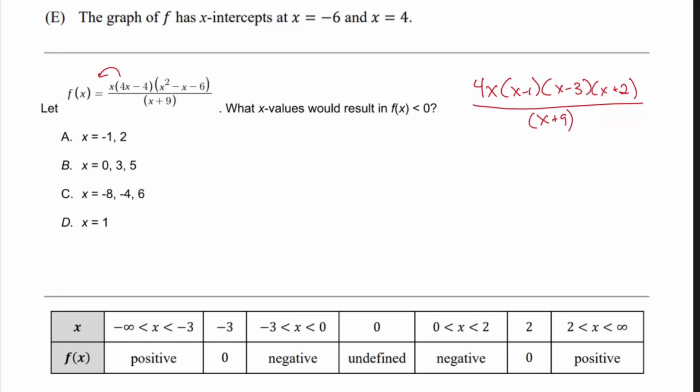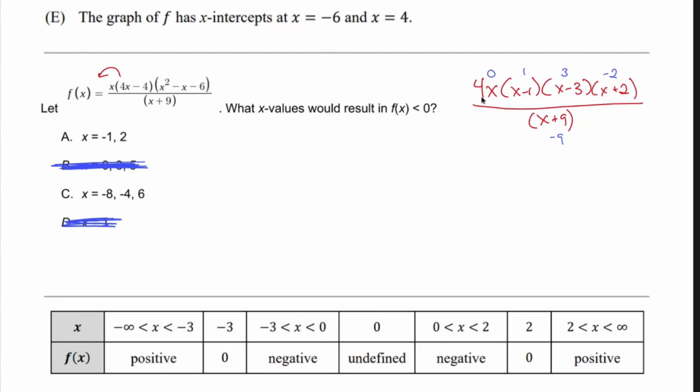Now, let's find our magic numbers: 0, regular 1, regular 3, -2, and -9. What we need is numbers that result in negatives. So 0, 1, 3, -2 give us zeros, and -9 is undefined. So I'm going to eliminate any of these that have a 0, a 1, a 3, a -2, or a -9. Okay, so you have a 0 and a 3 in it, so you can't be the answer because you would be 0. And you have a 1 in it, so you can't be the answer because you would be 0.